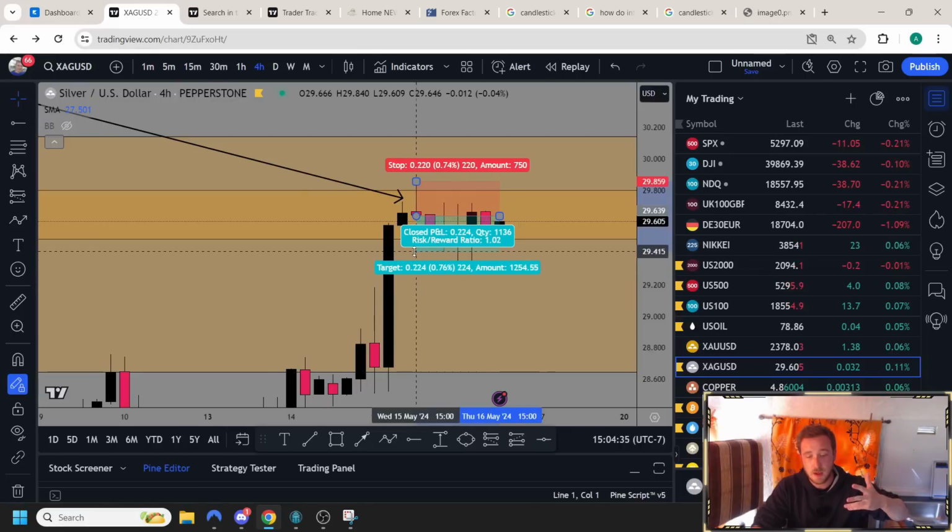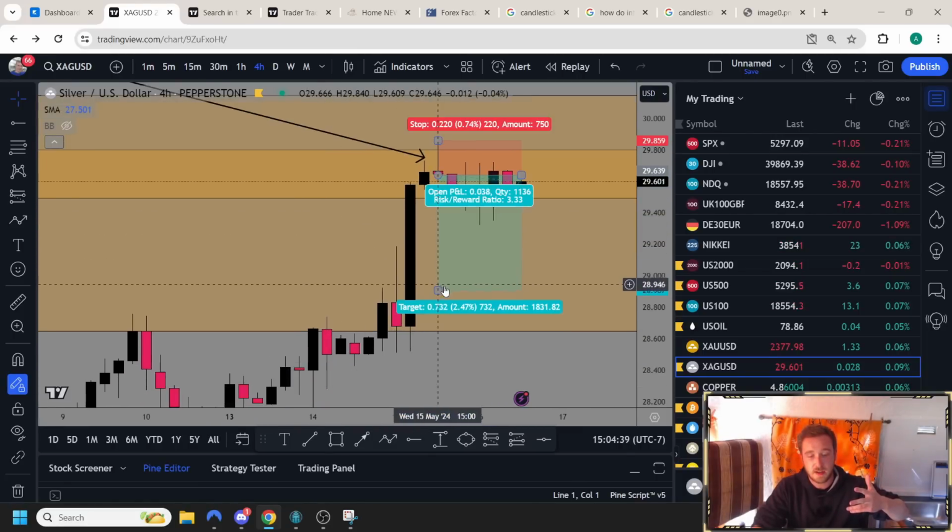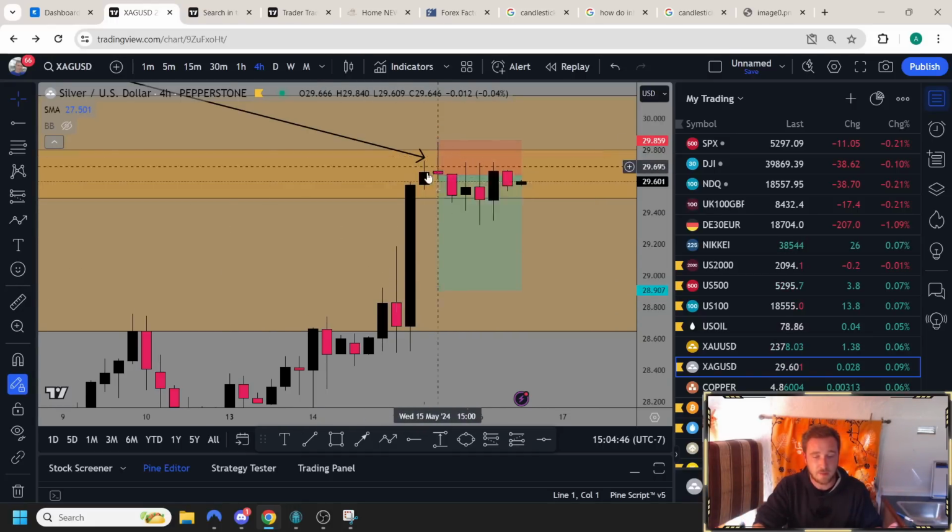And then some people will get out at 1-to-1, maybe some at 2-to-1. Some people might hold their trade until down here. There are so many different ways you could manage the trade, but that's just another trade setup that people would be into right now. Okay.